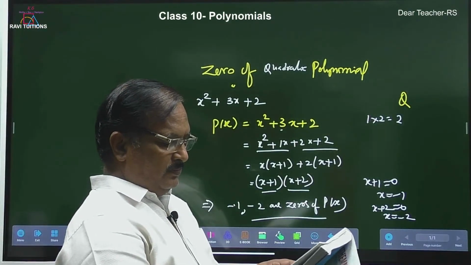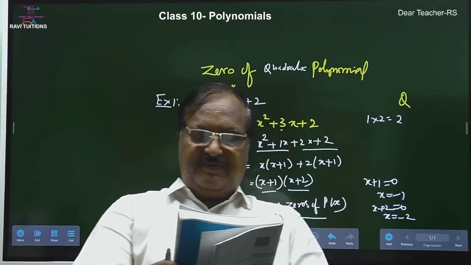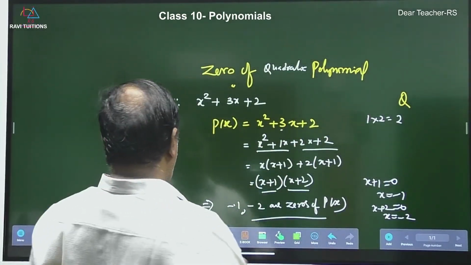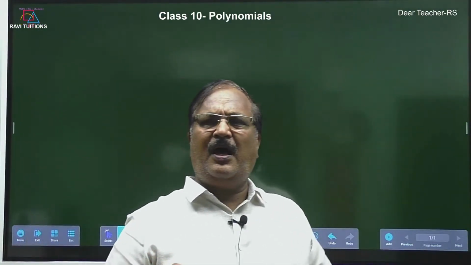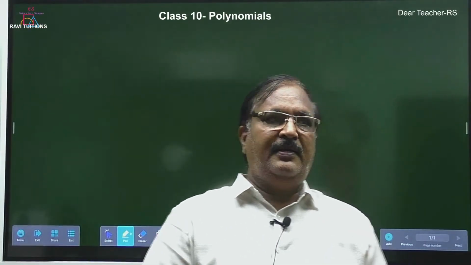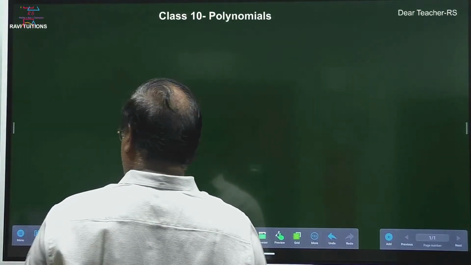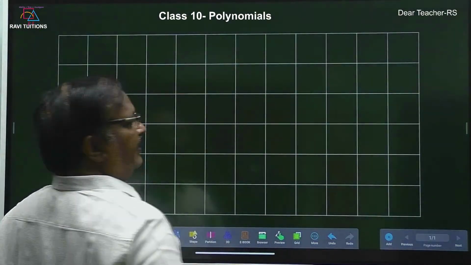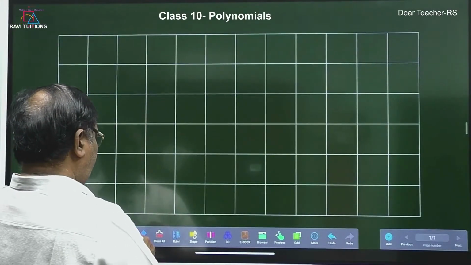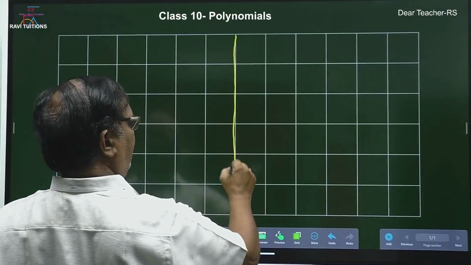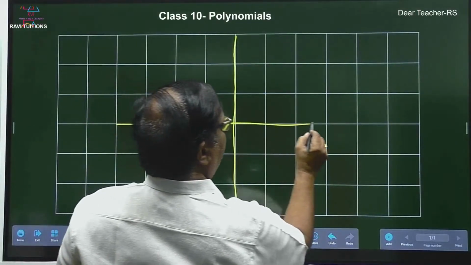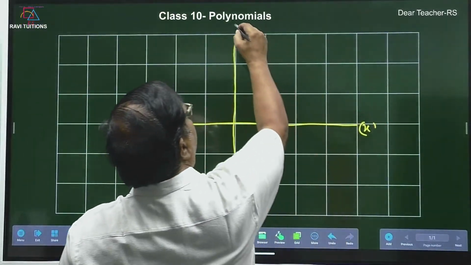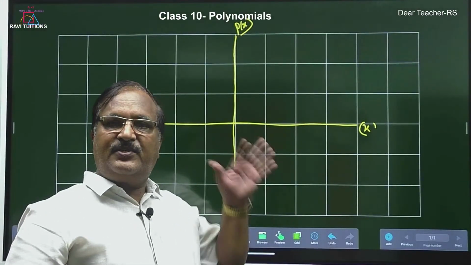So now let us go to the geometrical meaning of polynomial. Geometrical meaning means graphical solution, graphical zeros. I will explain this simply. Every polynomial you can draw a graph for, right? If you want a graph, what do you have to do? Let me take a graph sheet. In this we have a y axis and an x axis. This is the x axis and y axis. One is the x value, the other is the p(x) value. That means on the y axis we take p(x).